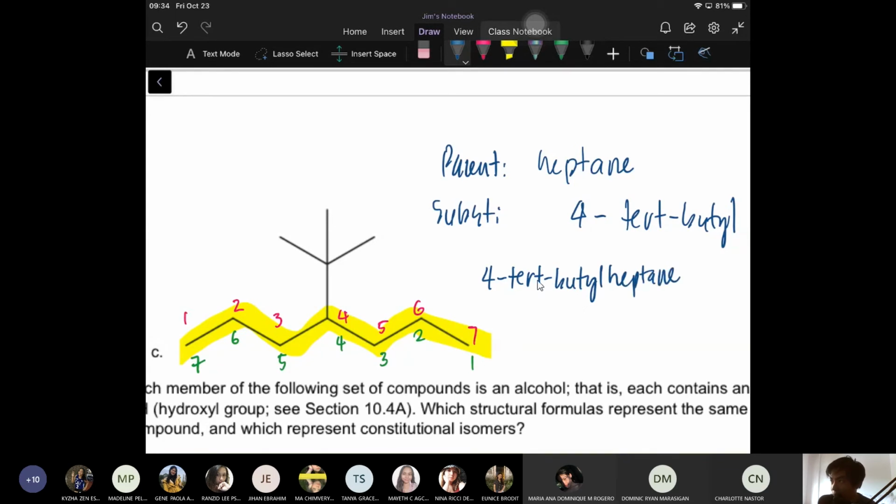By the way, may dash yung tert and butyl, no? Ganon din yung sec butyl. So, tert dash butyl, sec dash butyl. Ang wala lang dash ay yung iso, no? So, yan. So, tert dash butyl yan. So, this is the correct name. 4-tert butyl heptane. Okay?